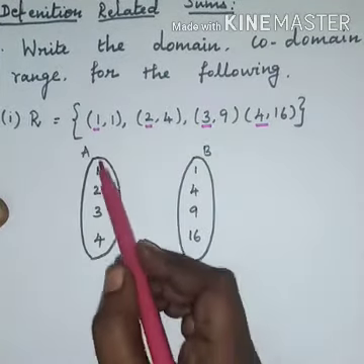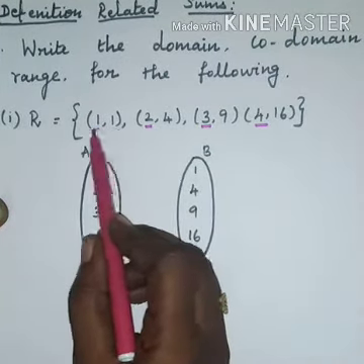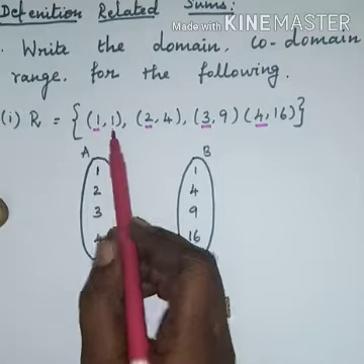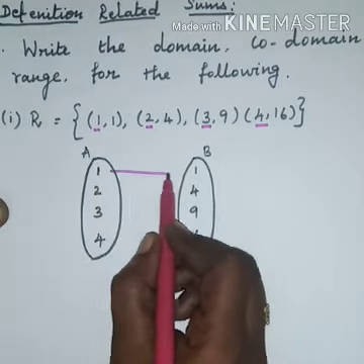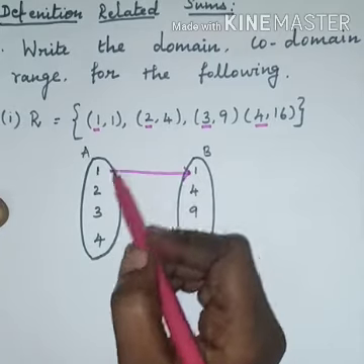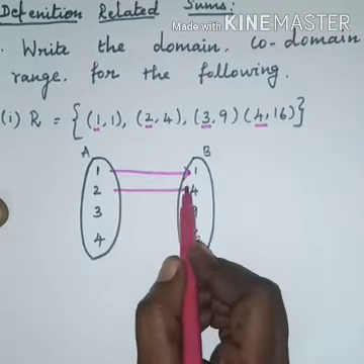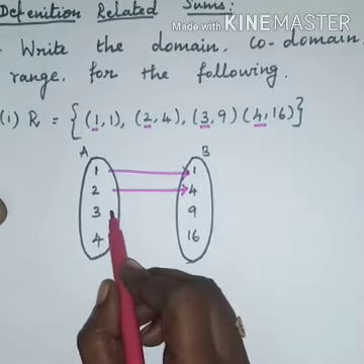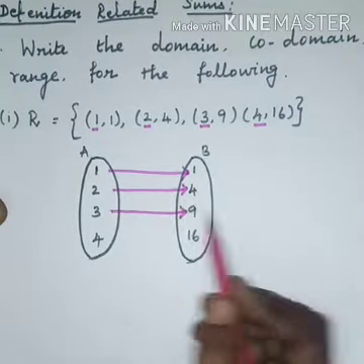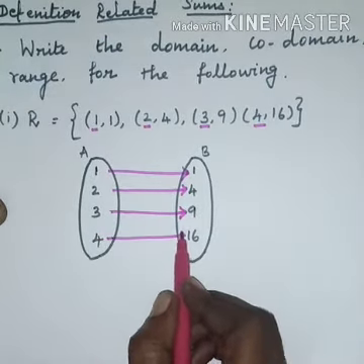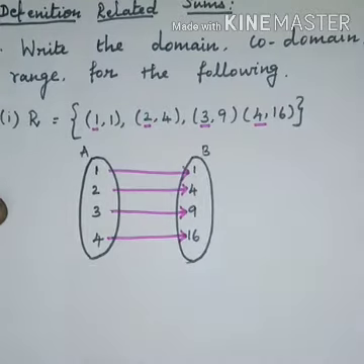Now we have to put the arrow marks for the ordered pairs. 1 has the image 1. And then 2 has the image 4. And then 3 has the image 9. Finally 4 has the image 16.